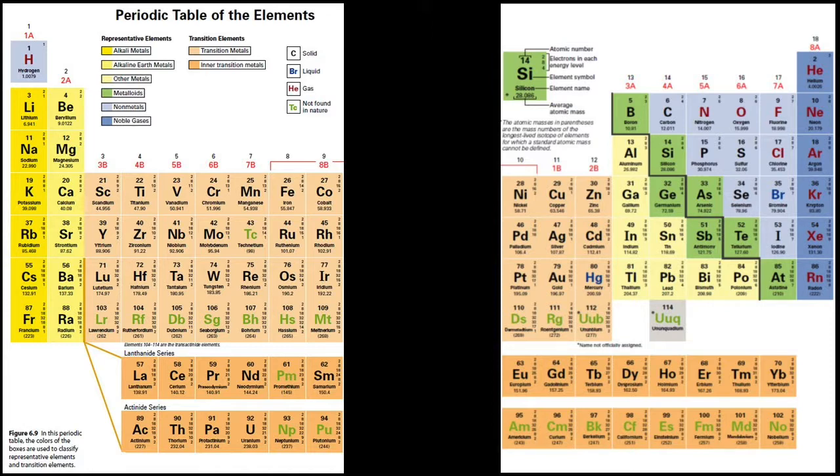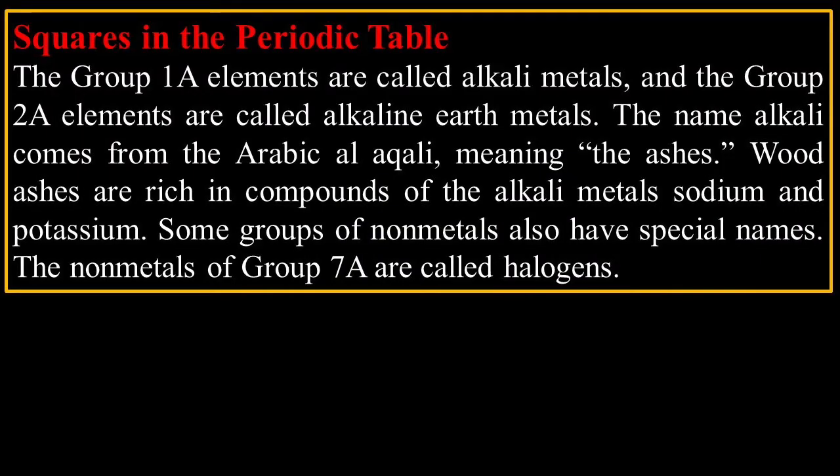You have the placement of sodium relative to magnesium, beryllium, lithium, potassium, and calcium. You have it in 1A or 1, and that tells you a lot as well as the color of that column. The group 1A elements are called alkali metals, and the group 2A elements are called alkaline earth metals. The name alkali comes from the Arabic al-qali, meaning the ashes. Wood ashes are rich in compounds of the alkali metals sodium and potassium.